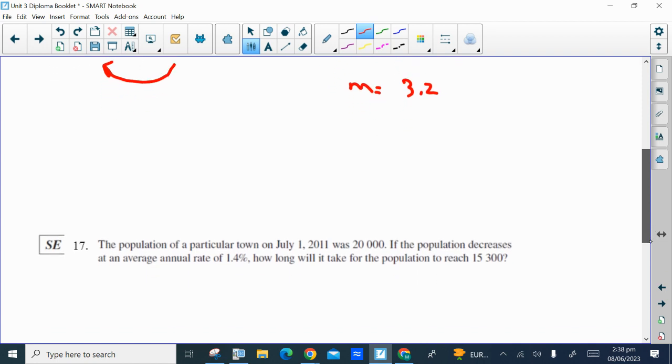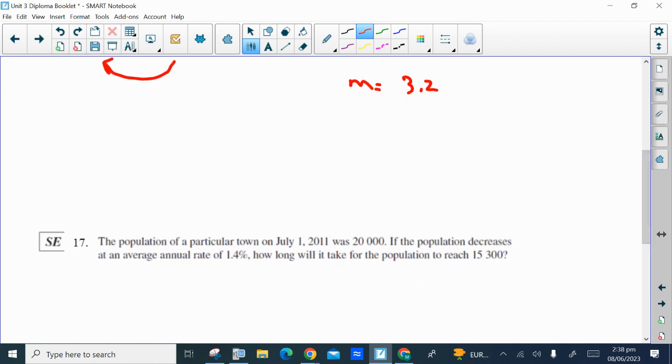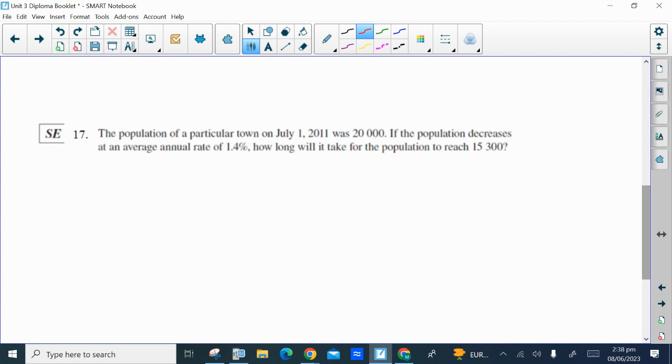Okay. Number 17 says it's a standard of excellence question. The population of the town on July 1 of 2011 was 20,000. The population is decreasing at an average annual rate of 1.4%. How long would it take the population to reach 15,300?